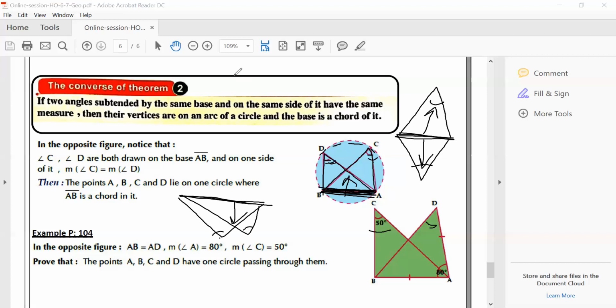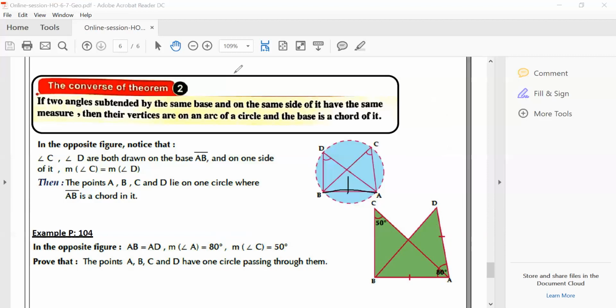When I complete it like this, I find a circle passing through the vertices and the base. Okay? So again, if I have two angles having the same base and on one side of it, then their vertices are on the arc of a circle, and AB is a chord of it. And also A, B, C, D, the 4 points are lying on the same circle, one circle passing through them.